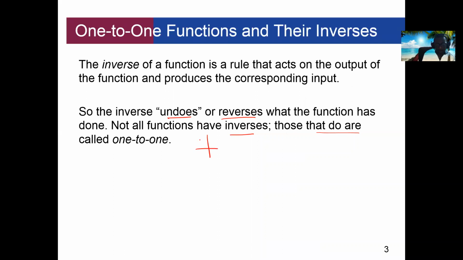Look at this graph. This is a function, but it's not one-to-one because -1 and +1 will give me the same value for y equals x squared. So this is a function, but it's not one-to-one.